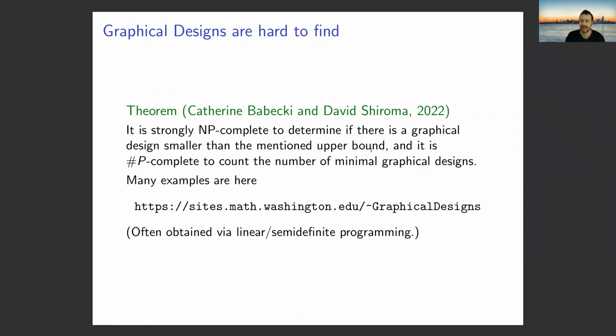Catherine has a collection of very nice examples of graphical designs on this webpage. And one way that they're being found is often linear semi-definite programming, where you're looking for sparse vectors. You're given a matrix, which are the entries of the eigenvectors, and what you want to find is sparse vectors in the null space, which is a hard problem, but you can do some semi-definite linear programming ansatz. You can put some penalty functions, and oftentimes you find these very beautiful examples.